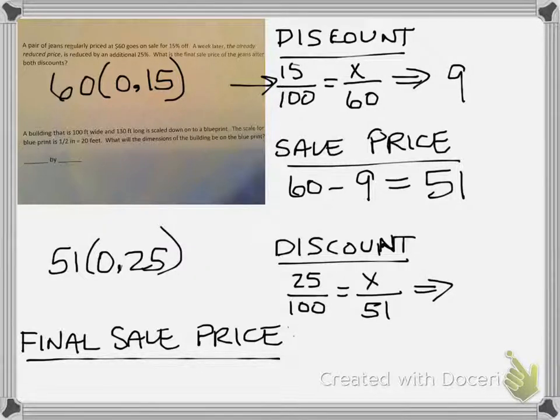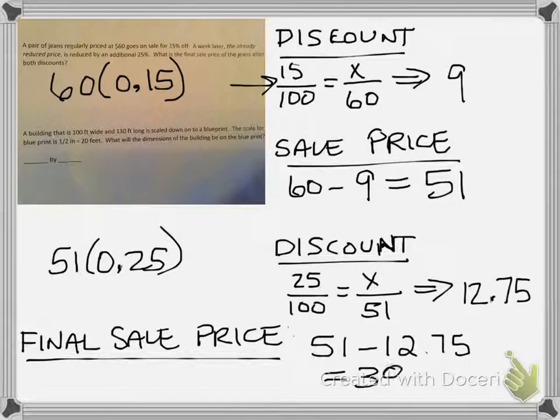And by solving the proportion correctly or doing the multiplication, you get $12.75. And again, that's the second discount. So we're going to take that already reduced price of $51. We're going to subtract that $12.75. And at long last, we have a final answer of $38.25.